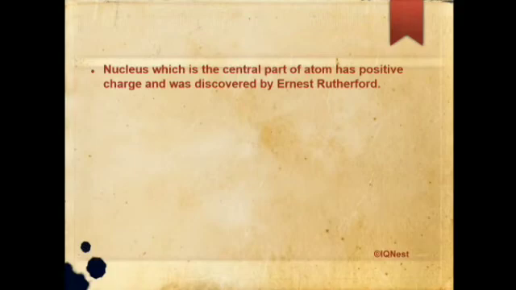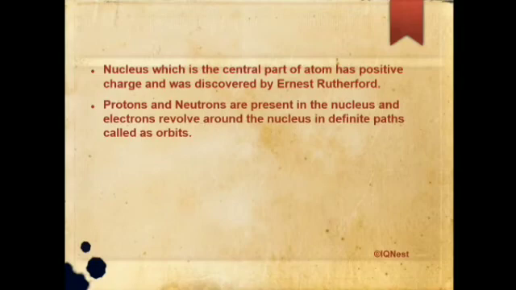The next point, nucleus, which is the central part of an atom, has positive charge and was discovered by Ernest Rutherford. Protons and neutrons are present in the nucleus and electrons revolve around the nucleus in definite paths called orbits. So nucleus is at the center of an atom and nucleus consists of protons and neutrons and electrons revolve around the nucleus in a definite path called orbits.